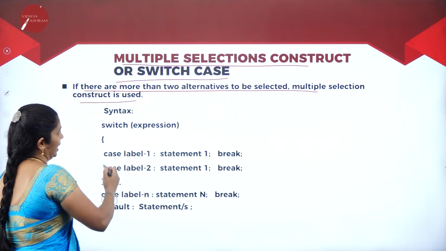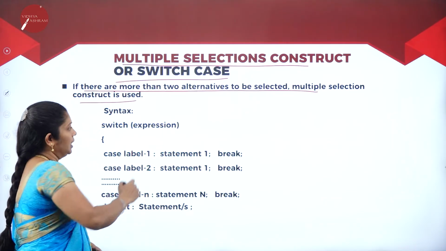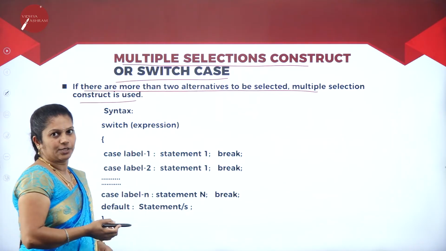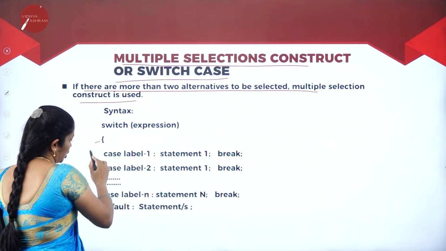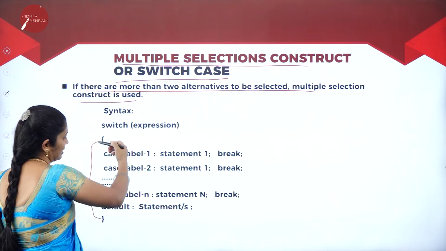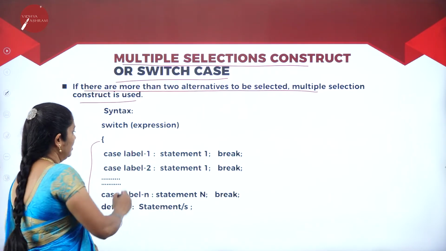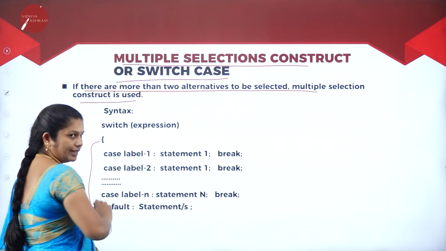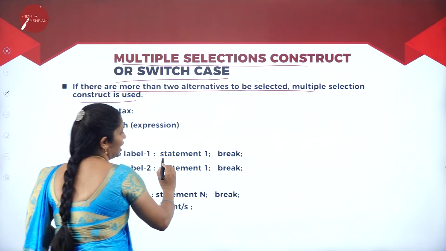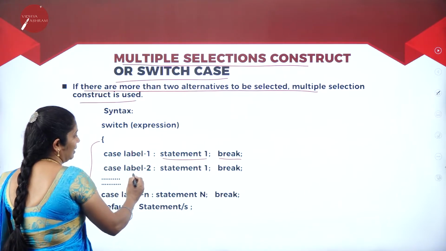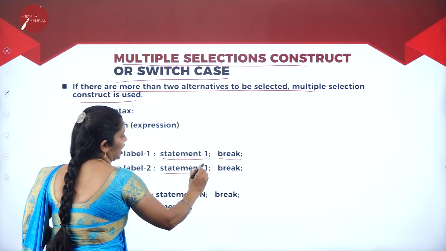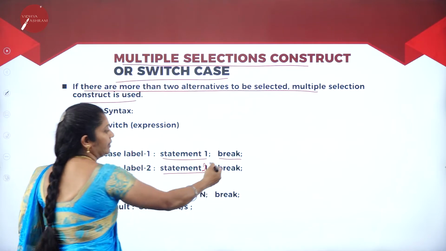If you observe the syntax, first is switch, and inside the brackets, whatever expression or condition you want, you can write. Then all the statements of this switch statement are written inside curly brackets. First, if case label 1 is satisfied, then statement 1 will execute, then break. Then if the case label is 2, then statement 2 will execute, then break.